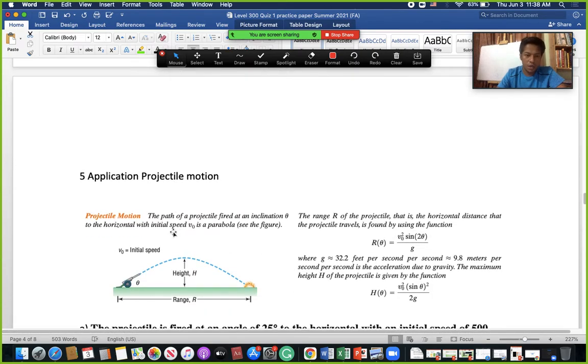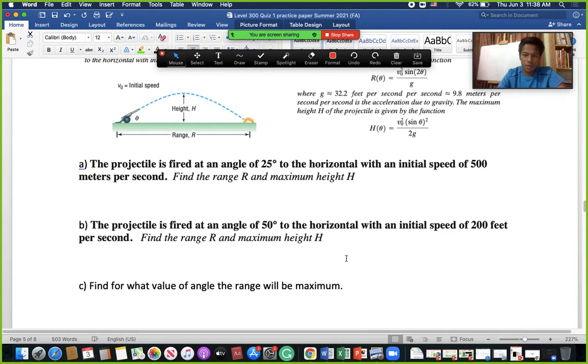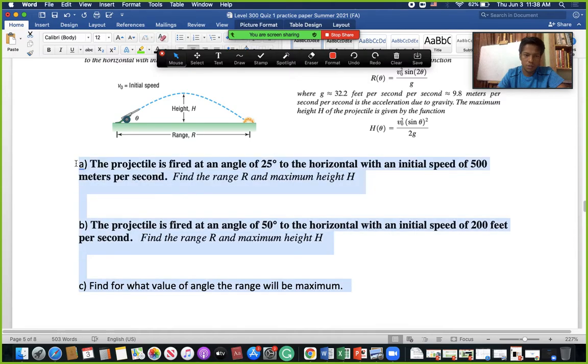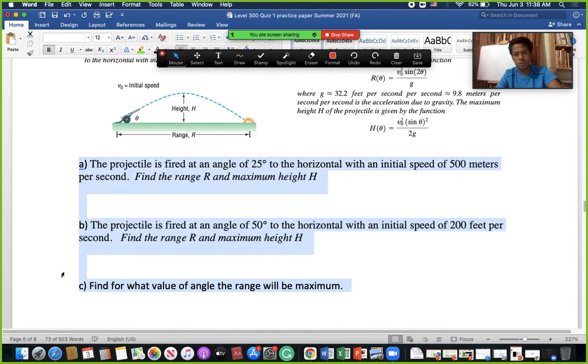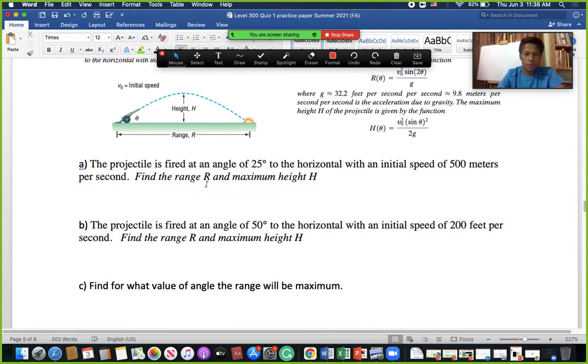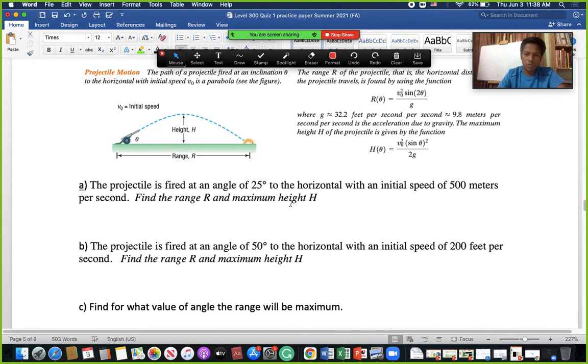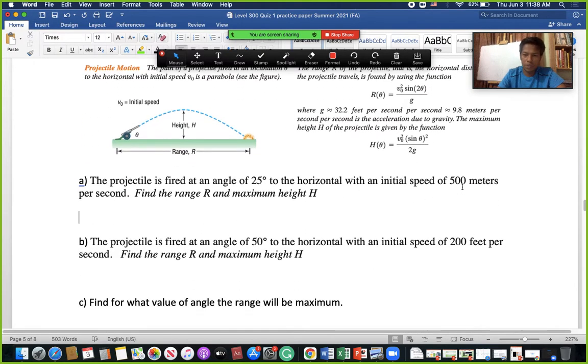Here starts the application math. The first one is from projectile motion. You have seen this, so yeah, you have seen this. For different values, 25 degrees and this many meters, you will have to find out the range and the maximum height.